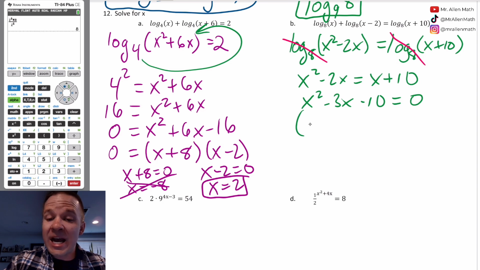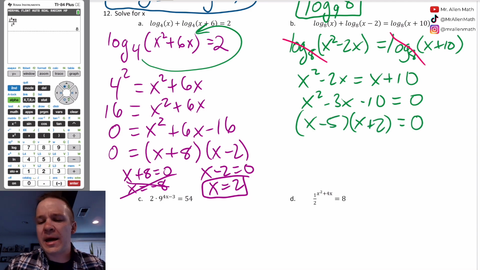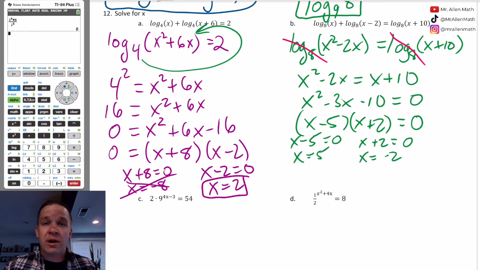What multiplies to negative 10 and adds to negative 3? Well, that would be what? Negative 5, positive 2. I like that. I'm into that. That's dope. So we get x minus 5 equals 0, x plus 2 equals 0, and we got x equals 5, and we have x equals negative 2. Now, do they both work? None of them work? One of them work?